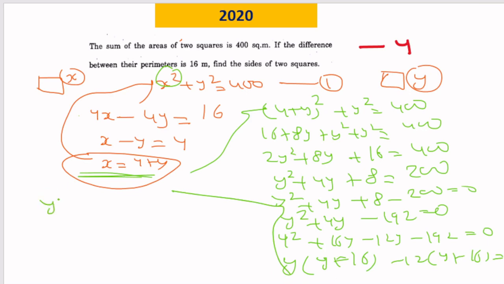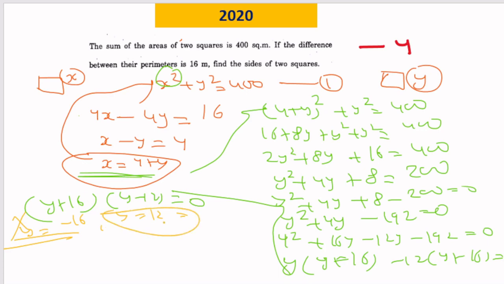What are those? (y + 16)(y − 12) = 0. So you'll get the answer either y = −16 or y = 12. But we will not consider the negative value, we should always go with the positive one. So y is 12. Saying that y is 12, what will be x? 12 + 4 is equal to 16.